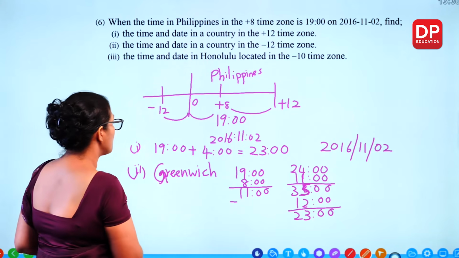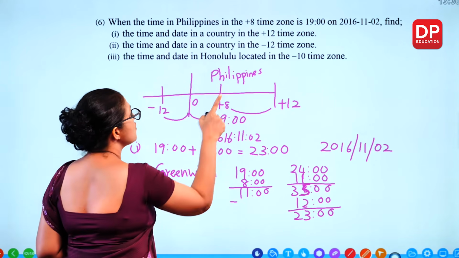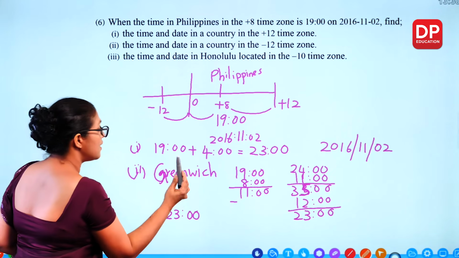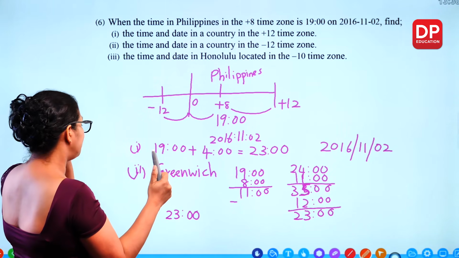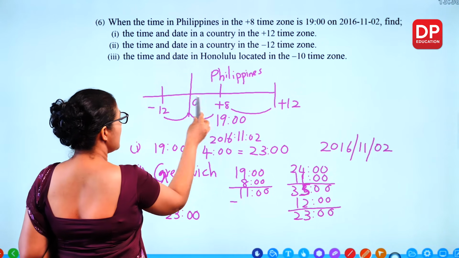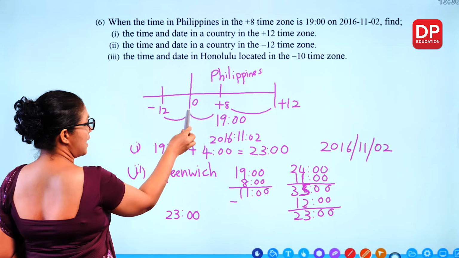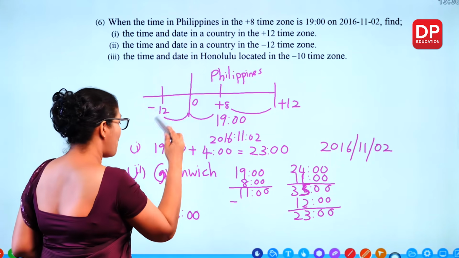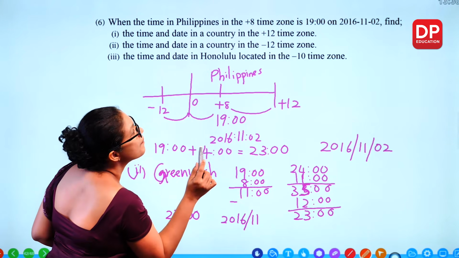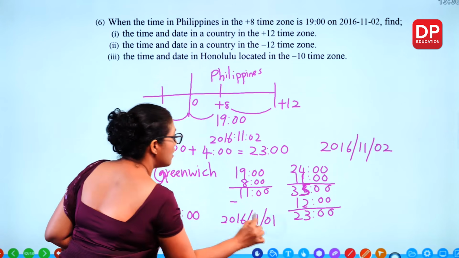23. So what's the time here? When this is -12 time zone, the time is 23 hours. This is the previous day. Now this is 2016. Greenwich is 11 a.m. and the same day. This one is the previous day. So 2016, 11 and 1st of November.